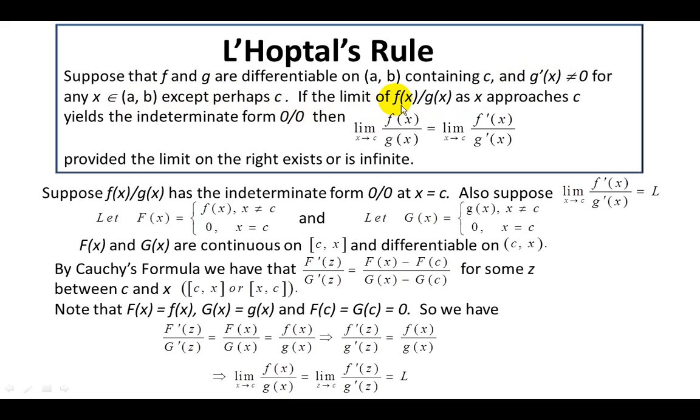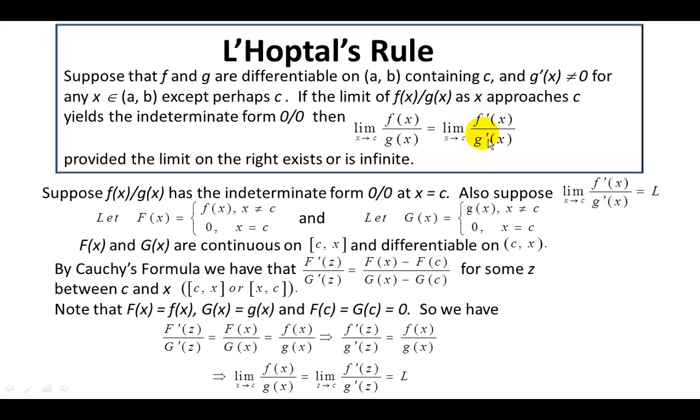If the limit as x goes to c of f of x over g of x yields the indeterminate form, in other words, if the limit as x goes to c of f of x equals 0 and the limit as x goes to c of g of x equals 0, if that happens, then this equality holds. The limit as x goes to c of f of x over g of x is equal to the limit as x goes to c of f prime of x over g prime of x. And that's provided, of course, that this limit does exist or is infinite.